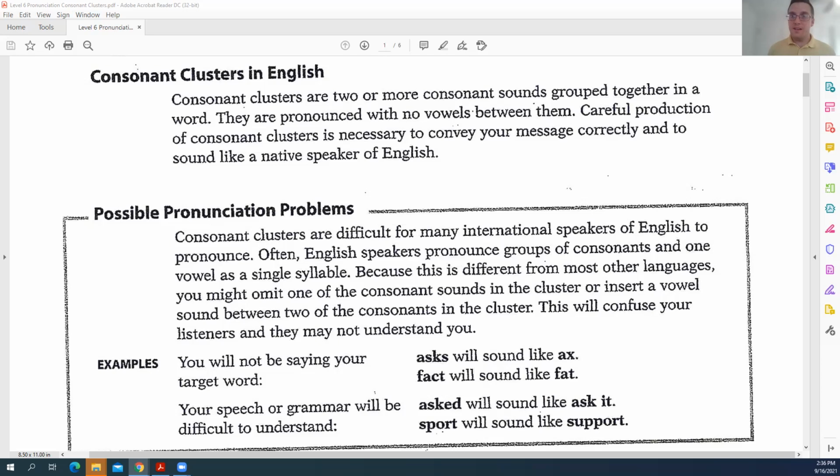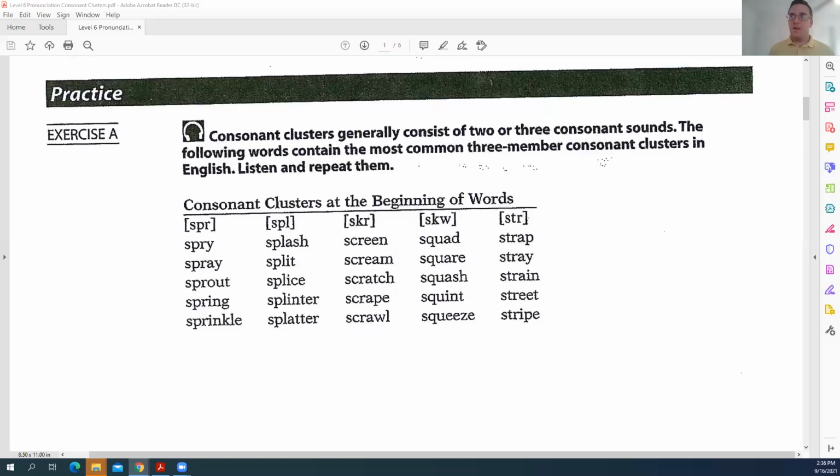Let's practice listening to and pronouncing some common consonant clusters. Consonant clusters generally consist of two or three consonant sounds. Following words contain the most common three-member consonant clusters in English. Listen and then pause the video to practice. Consonant clusters at the beginning of the words.